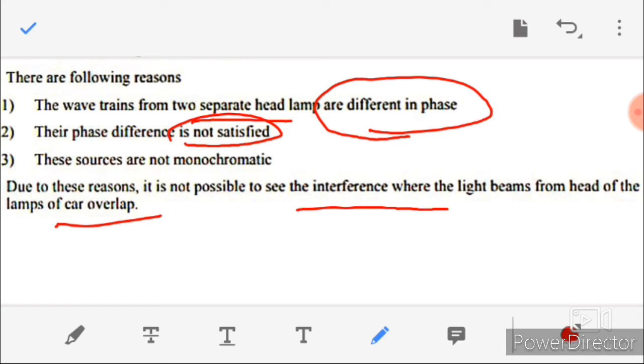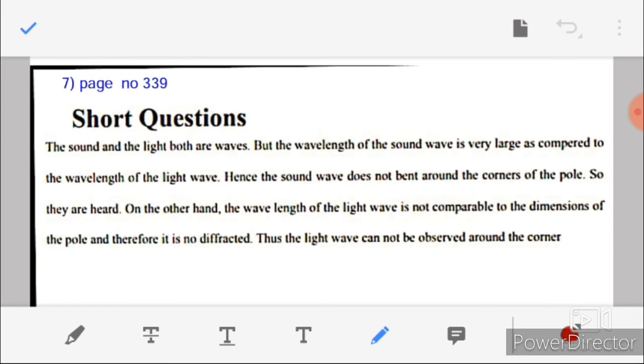Now moving towards question number 7. The question statement is on page number 339. You can see it in your books. I am telling the answer. Sound and light both are waves. The wavelength of sound is very large as compared to the wavelength of a light wave. Hence, sound waves bend around the corner of the pole.